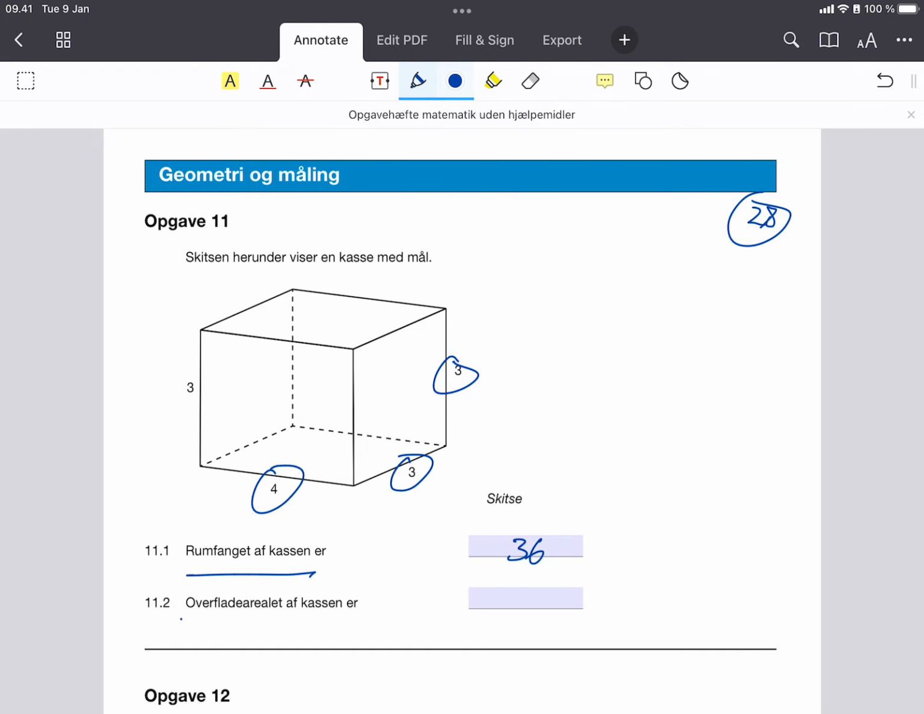And then the surface area of the box. So let's just look at the front. You've got this bit here, which is 12. You've got the top, which is 4 by 3, so that's 12. And then you've got the side, which is 3 by 3, which is 9. So the front 3 that we can see are 12 plus 12 plus 9, which comes to 33. But then you've also got 3 at the back, so it's double that, 66.